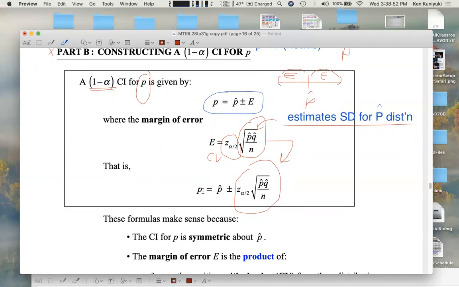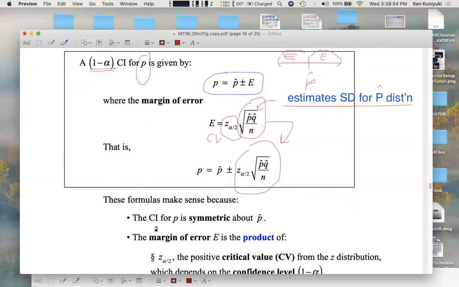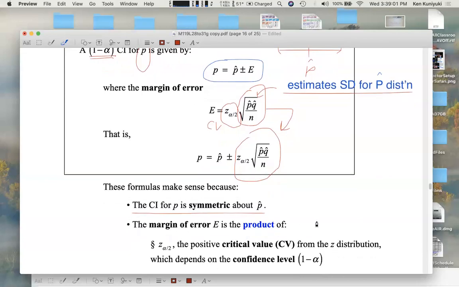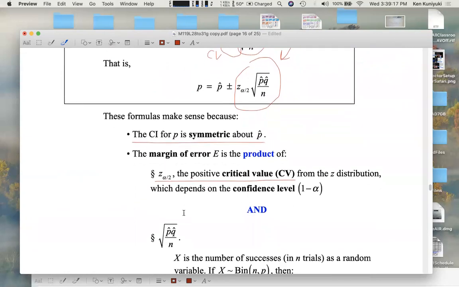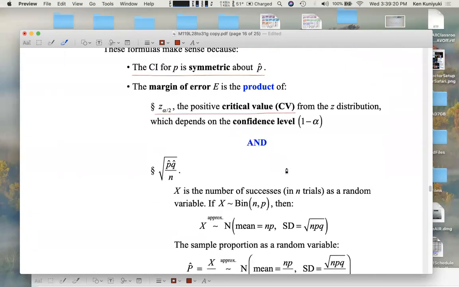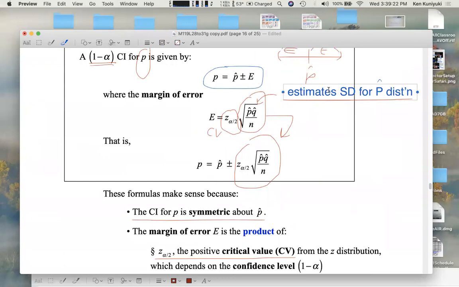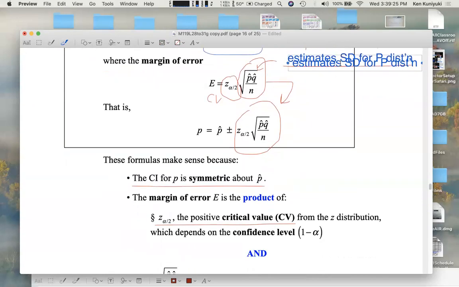All right, again, these formulas make sense because the confidence interval, the CI for P, is symmetric about the point estimate, P hat. The margin of error is the product of Z sub half alpha, the positive critical value from the Z distribution, which depends on the confidence level. So the larger the confidence level, the bigger this thing is, and the bigger the margin of error. And then this thing here, the most confusing part, which again estimates the P hat distribution.